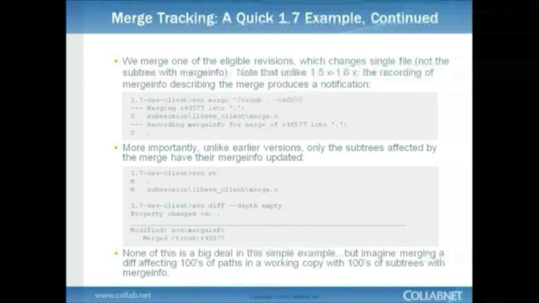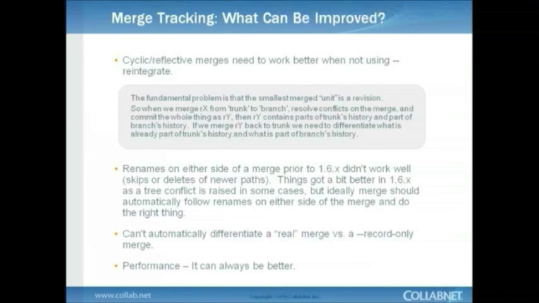Now, admittedly, this example isn't very dramatic, but imagine a case where the applied diff affects hundreds of paths, and there are scores or more of subtrees with merge info. In those cases, the new notifications and more conservative recording of merge info make for a clearer understanding of what the merge did, not only when you do the merge, but when you look back historically at the logs to say what changed here. It just keeps things cleaner, improves that signal-to-noise ratio we talked about.